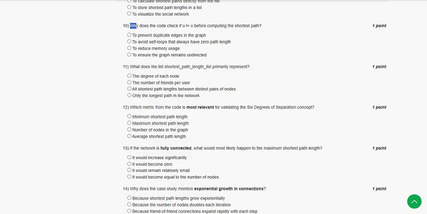So 10th one, why does the code check this? For the 10th question, second option, to avoid self loops that always have zero path length.